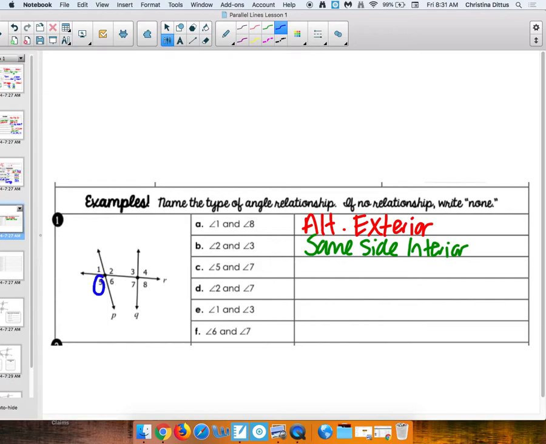Five and 7. Are they both on the interior or exterior? No. Are they on the same side of my transversal? Yes, so they are corresponding. They're above or to the left of my line and below my transversal, so they're in the same spot. So these are corresponding angles. Good.